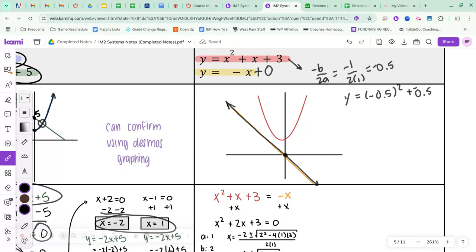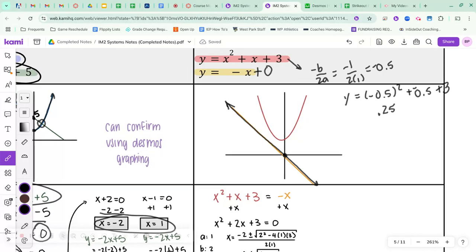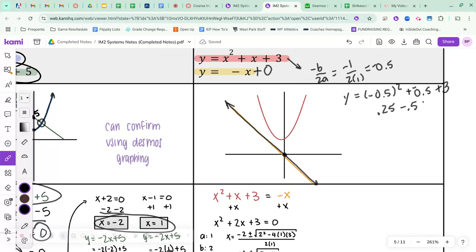Let me just double check here, negative b over 2, yep. And then add 3. What you end up with is 0.25 minus 0.5 plus 3. So that's a negative 0.25 plus 3. So that gives you 2.75. So you know that your vertex is going to be at negative 0.5, comma 2.75. And that's going to be right about here.